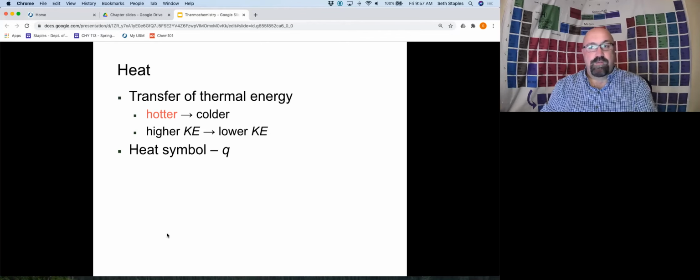And the symbol that we use for heat, like I had mentioned, is Q. You're going to see that quite often. And so if you hear Q equals whatever, that's what we're talking about. So we're talking about that thermal energy. We're talking about the heat involved in whatever system that we're looking at.